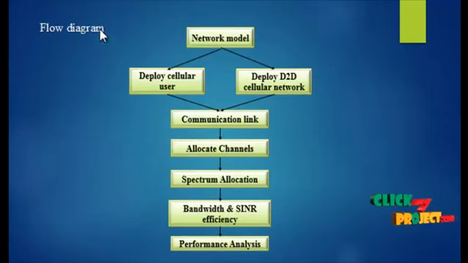Basically, this is the overall running procedure, the flow diagram of the project. Finally, we calculate the D2D devices of the cellular network, optimize the value of the communication link, and calculate the performance analysis of the process. So this is the overall flow diagram of the process.